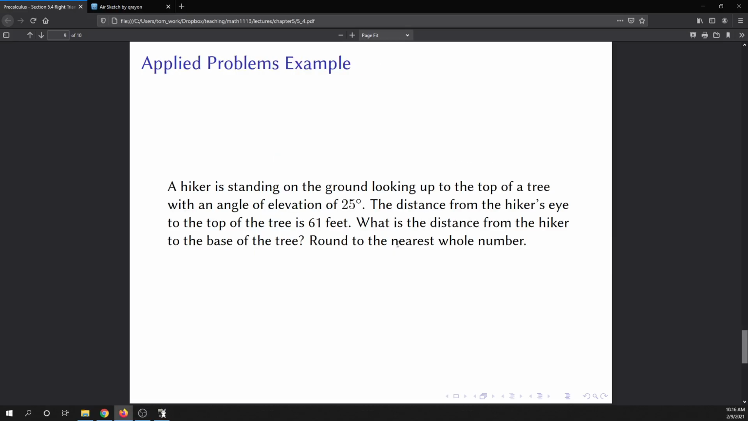All right, so let's work through this problem. It says a hiker is standing on the ground looking up to the top of a tree with an angle of elevation of 25 degrees. The distance from the hiker's eye to the top of the tree is 61 feet. What is the distance from the hiker to the base of the tree? Round to the nearest whole number.